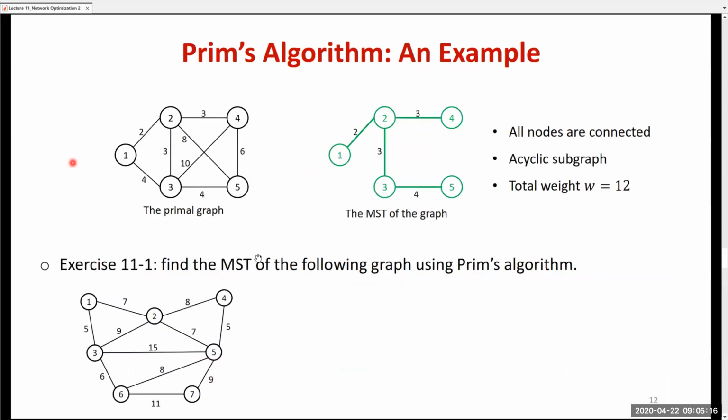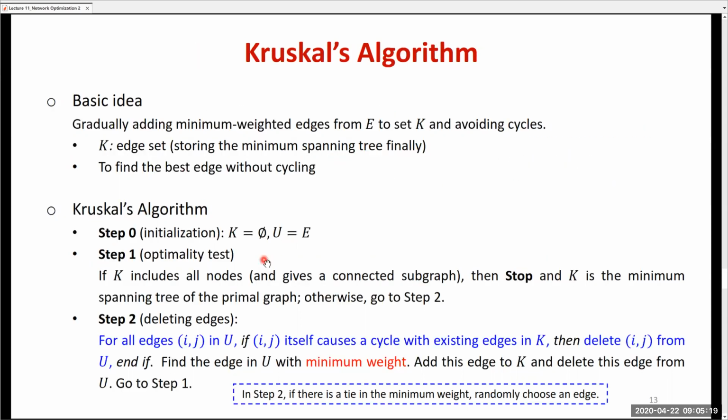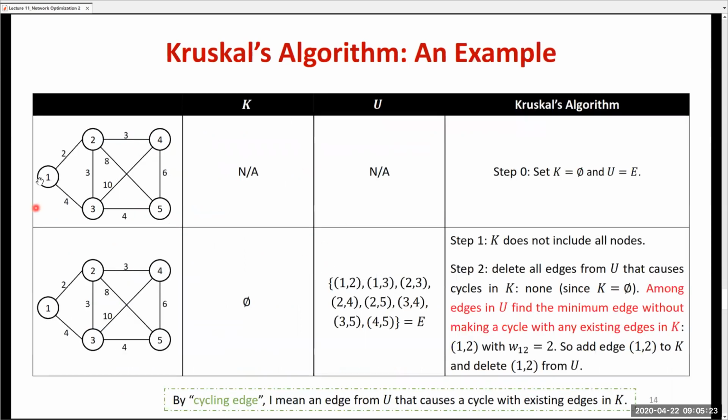Let's have a look at the same example here. In the beginning, K is the empty set and U is everything. This is just the setting of the problem here, that's why I wrote N and A. So step number 0 is that I set K to be the empty set and U to be the whole edge set E. And clearly, how many edges do I have?